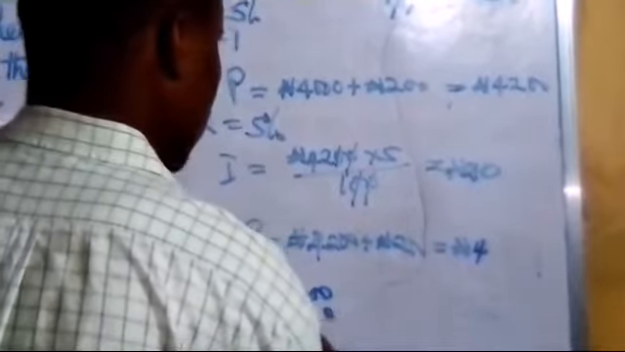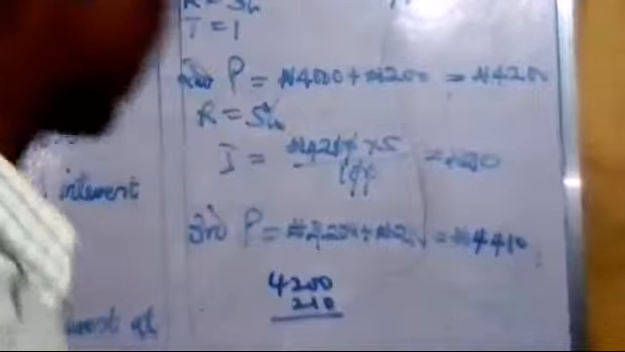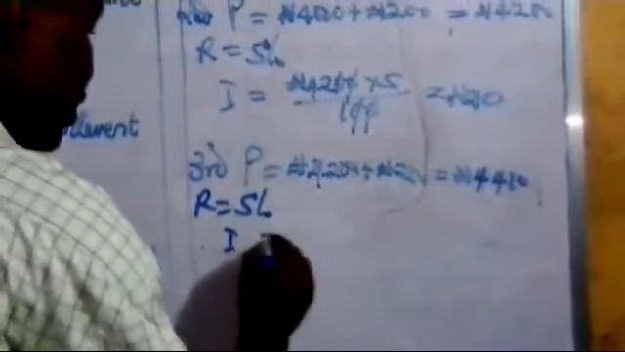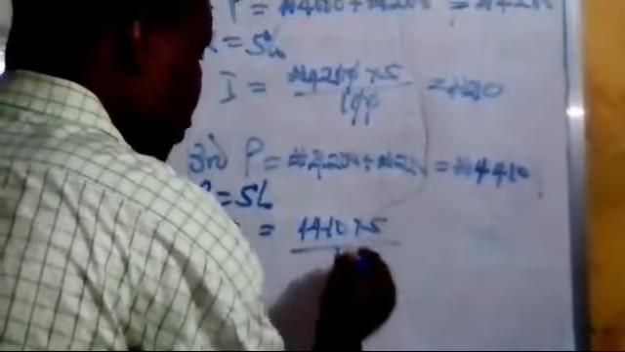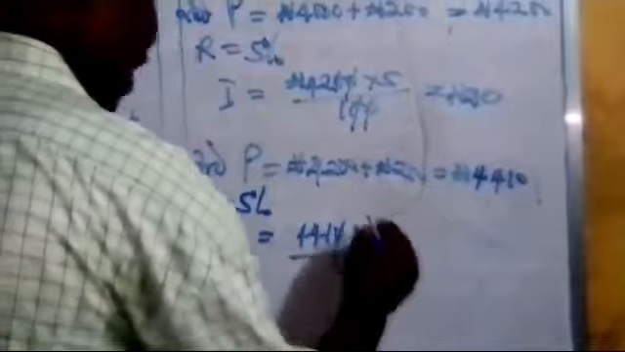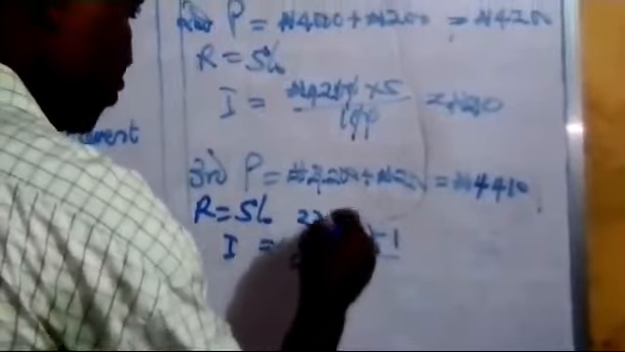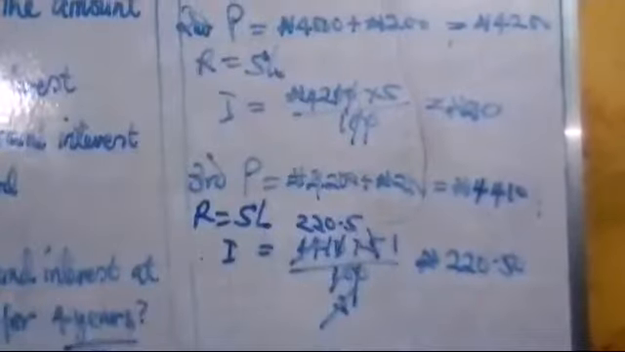4200 and 210 will give us 4410. That's what his new principal will be. The rate still remains 5%. And then our new interest is going to be 4410 times 5 all over 100. This and this will go. 5 here 1, 5 here 2. 2 here will be 220.5. So it's going to be 220 naira 50 kobo.